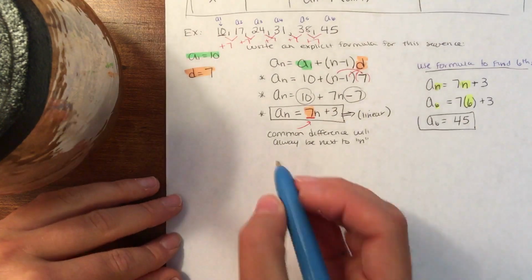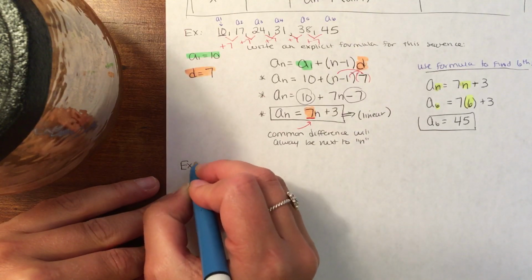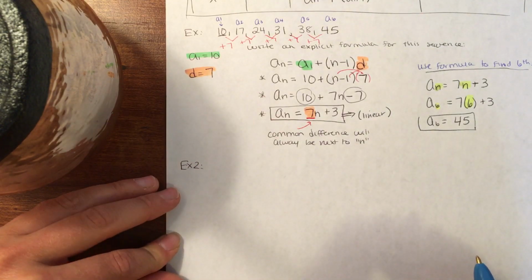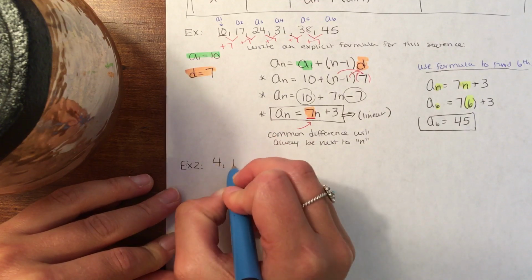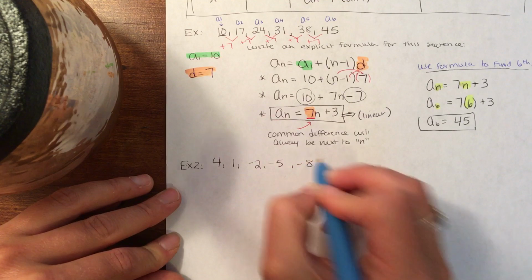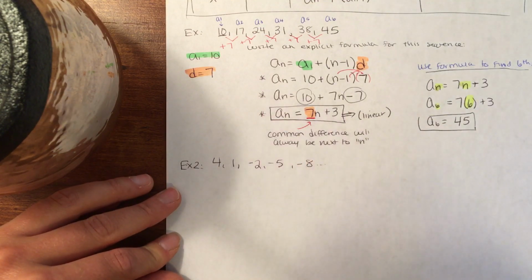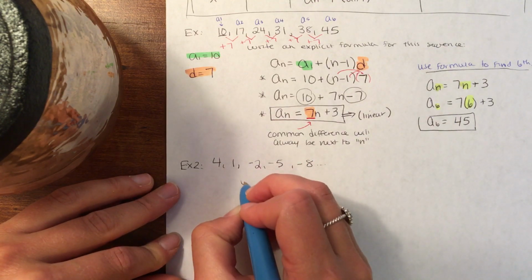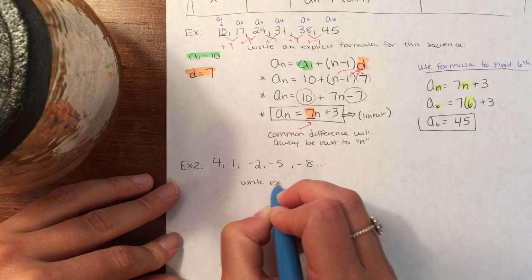Okay, so this will be example 2. And the sequence for this one is going to be 4, 1, -2, -5, -8, and so on. Okay, and you're going to write the explicit formula.